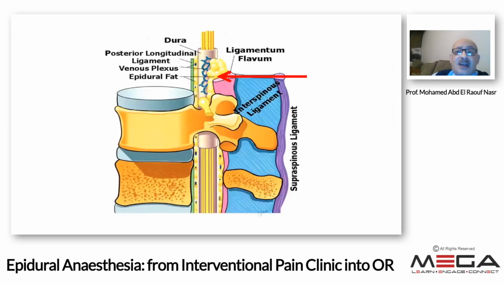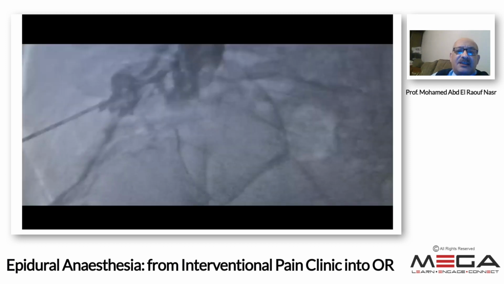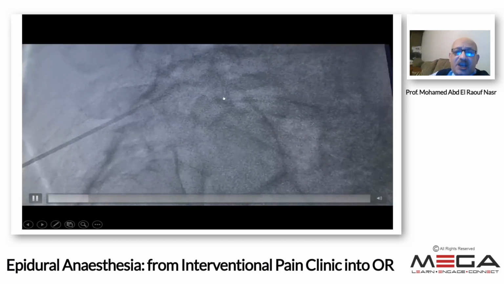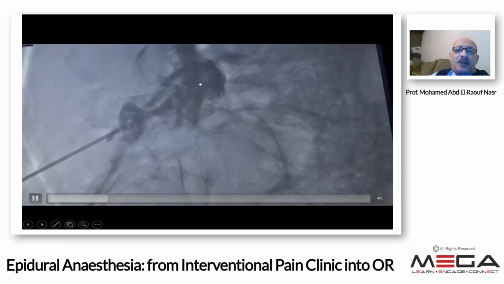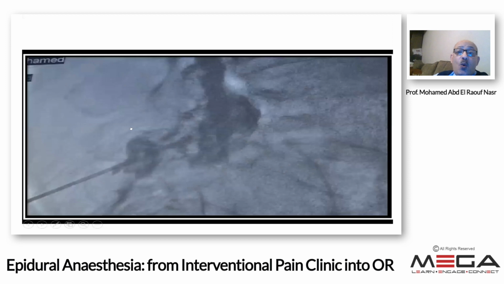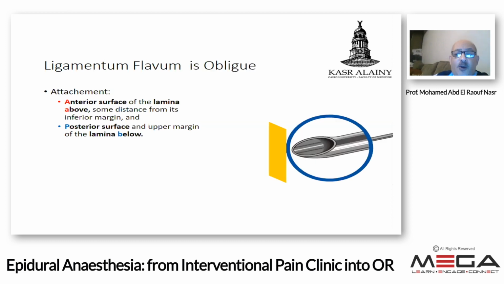Now, if we advance our needle a little bit anteriorly, we are in the epidural space. So could part of the needle be inside the epidural and part of the needle outside of the epidural space? That's what happened in such a case. We got a loss of resistance, we are injecting our dye, and as you see, part of the dye is inside the epidural and part of the dye outside the epidural space. Why does this happen? Because the attachment of the ligamentum flavum is not straight. It's attached above on the anterior surface of the lamina and attached below to the posterior surface of the lamina. So it gives an oblique approach.